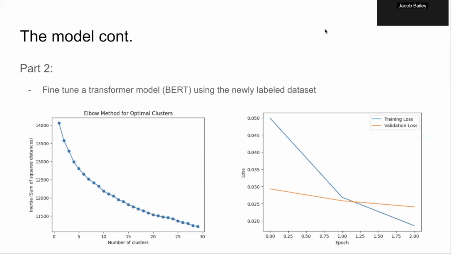Continuing with the model, once we had the labeled data set, we wanted to fine tune a transformer model. In this case, we used BERT. And you can see on the left, the graph here, that was how we chose our number of clusters for k-means. And then on the right, this is our training and validation loss graph for the final fine tuning of the transformer.